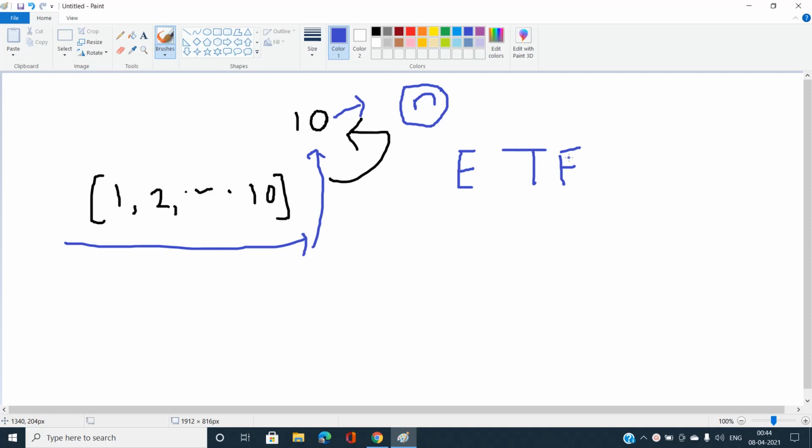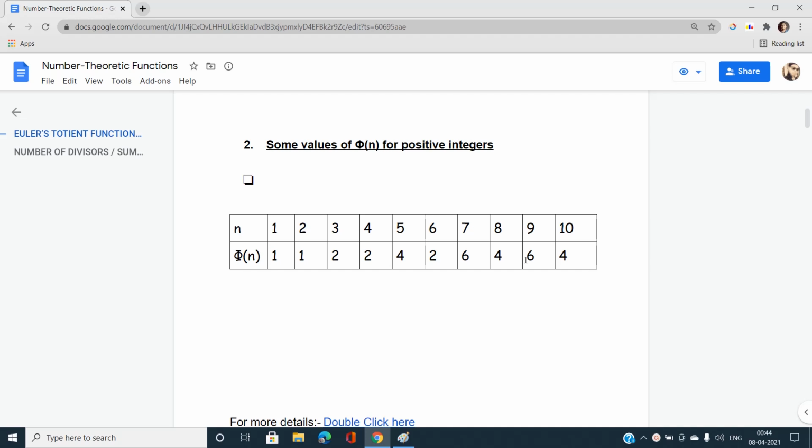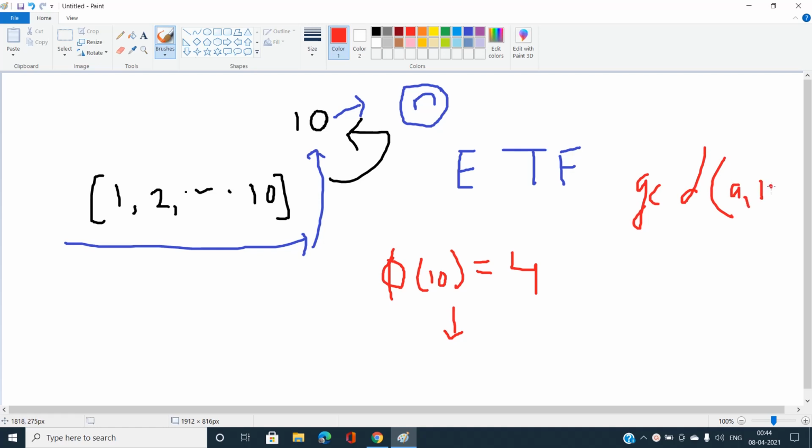Now you can see I have taken some values of phi, and for the positive integers from 1 to 10 you can easily see that the number 10 has the value 4, that is, phi of 10 comes out to be 4. The reason behind this is, you can see which numbers are coprime to this number 10, that is, GCD of a comma 10 comes out to be 1, where a belongs to 1 to 10, both inclusive.